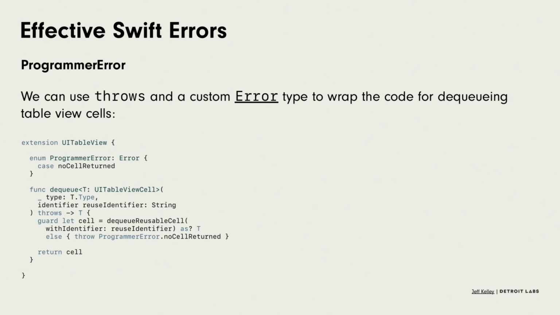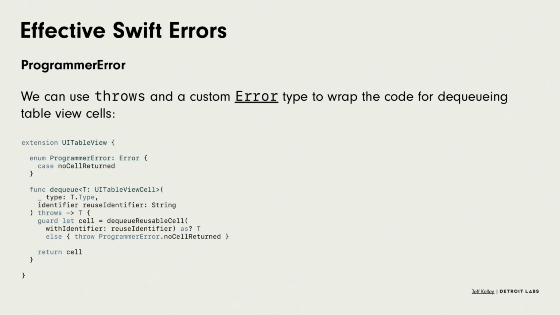So let's clean that up a little bit. Let's clean up that example with our table view cell. So I like to call these programmer errors, things where I'm telling myself, hey, you messed up somehow. And in this case, no cell being returned, that to me means I've messed up my app somehow.